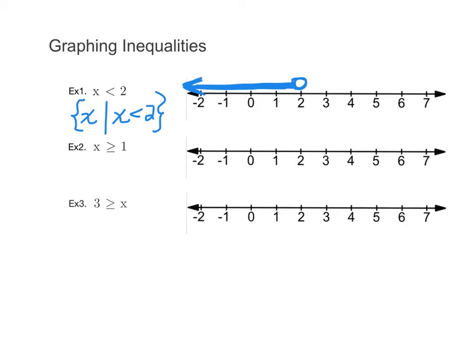In the next example, I want the set of all x's such that x is greater than or equal to 1. So now the answers are all larger than 1, everything in this direction. Now this one's a little bit different because the number 1 is actually included. I want to demonstrate that by putting a solid dot.